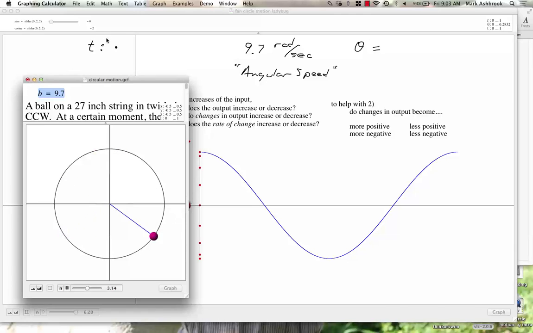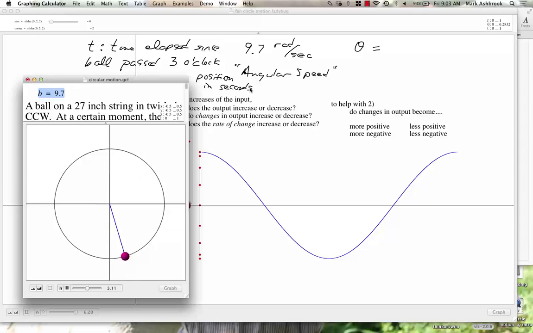So if we say t is the time elapsed since the ball passed or started from the 3 o'clock position. Is that good? Do we do it? We need a unit, right? In seconds. Okay, so the time elapsed since the ball passed the 3 o'clock position in seconds, that's a well-defined variable. I'm telling you that we're going to twirl it at 9.7 radians per second, and so how can we write theta in terms of t?